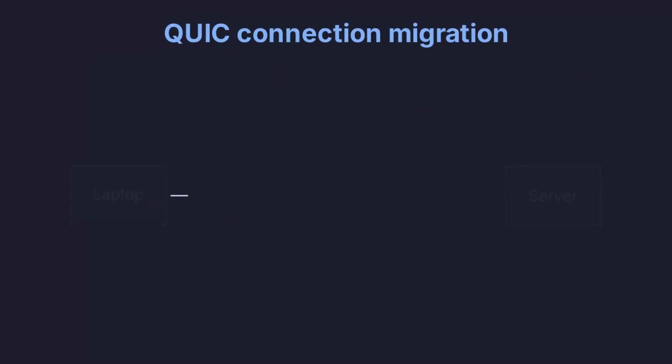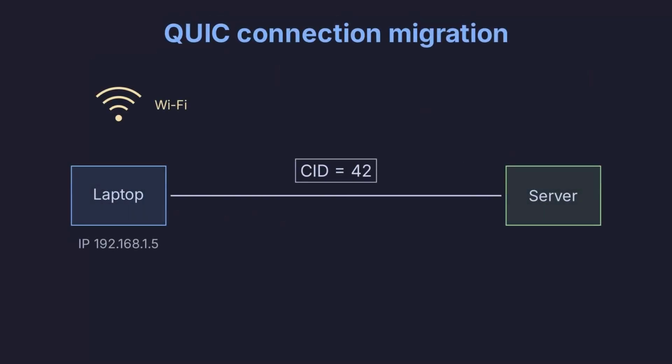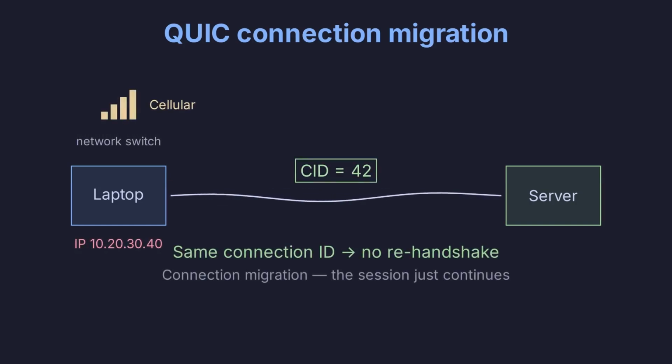Because QUIC runs over UDP, connections are identified by a connection ID, not by IP address and port. If you switch from Wi-Fi to mobile data, the connection just continues. No re-handshake, no new TCP three-way handshake. That's huge for mobile users.